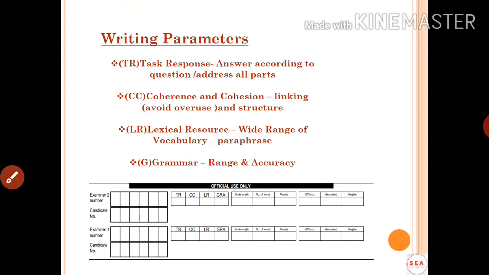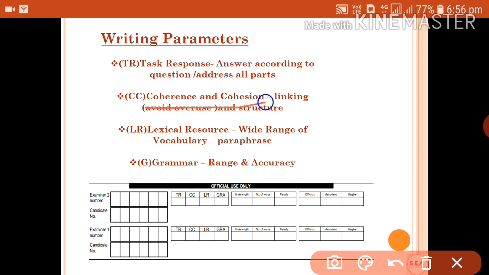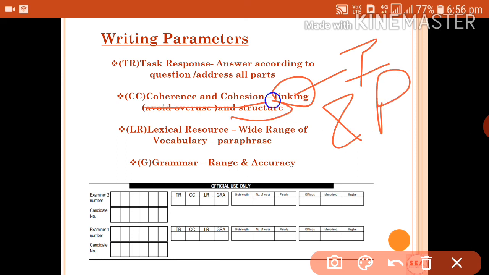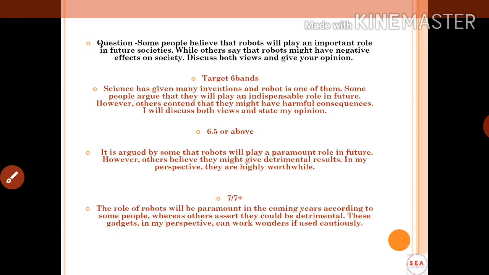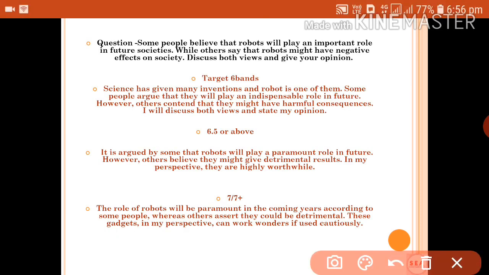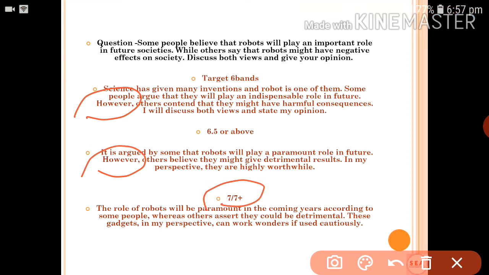The second parameter, coherence and cohesion. It is your linking of ideas as well as paragraphs. Structure is also included in this parameter. We did linking in the introductions. We linked the 2 lines with "however", and in 7 plus we linked the lines with "whereas". And look at the position of "in my perspective".